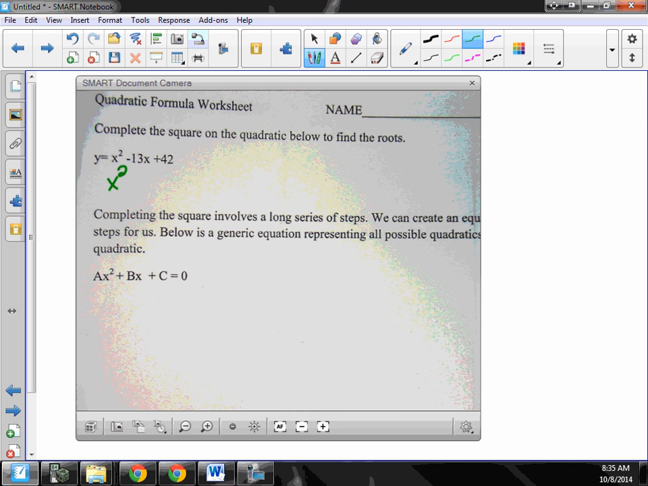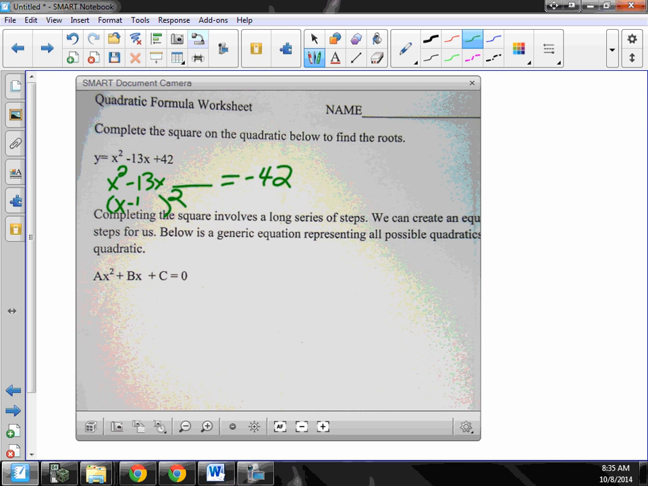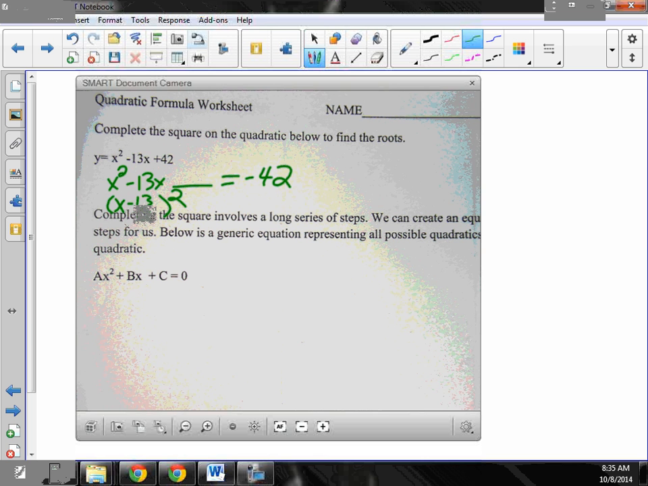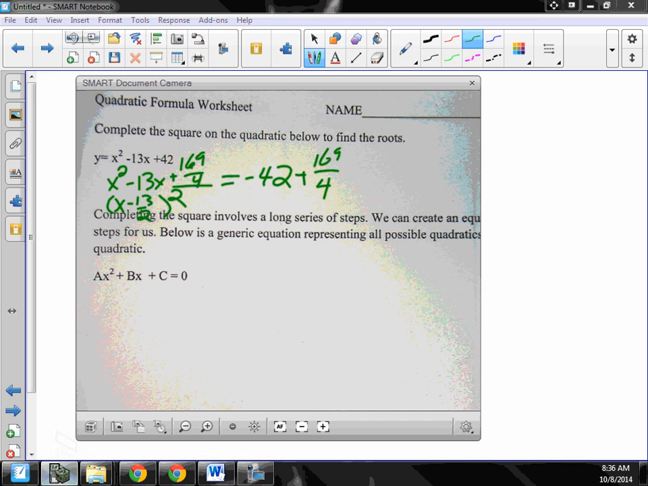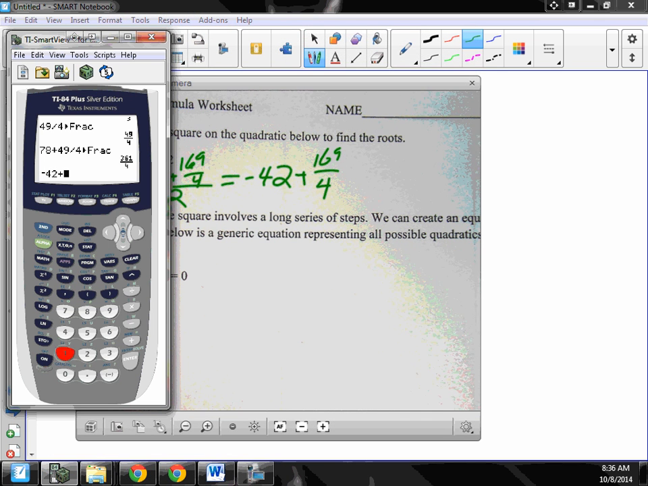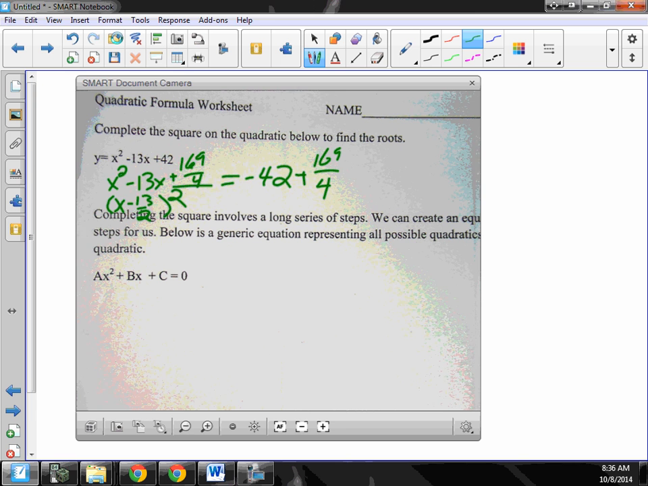So x squared minus 13x equals negative 42. What is my factor? Minus 13 halves. So x minus 13 halves. What would my perfect square be? 169 over 4. Plus 169 over 4. So negative 42 plus 169 fourths is 1/4.